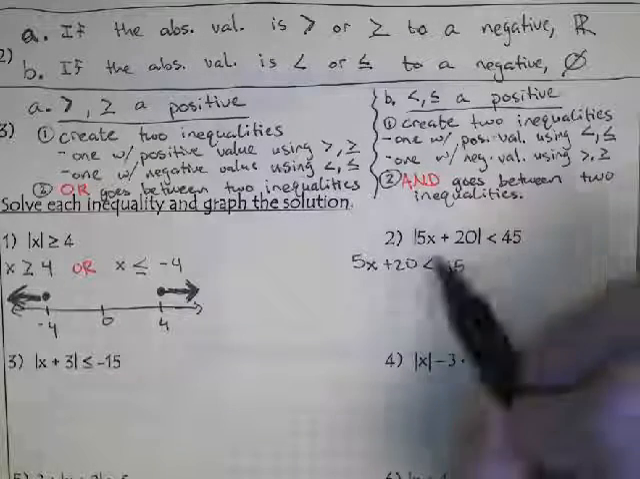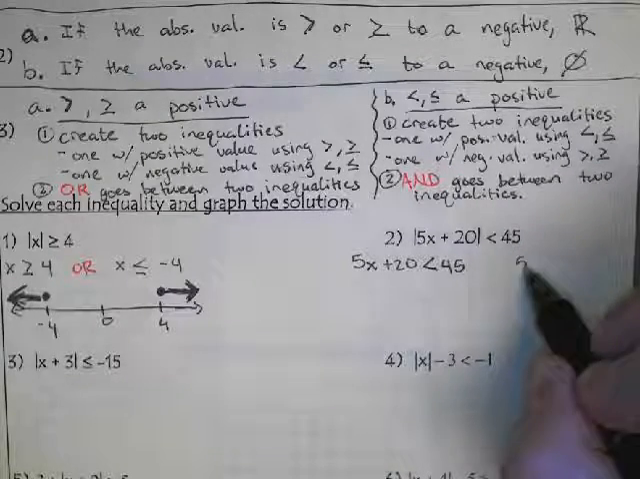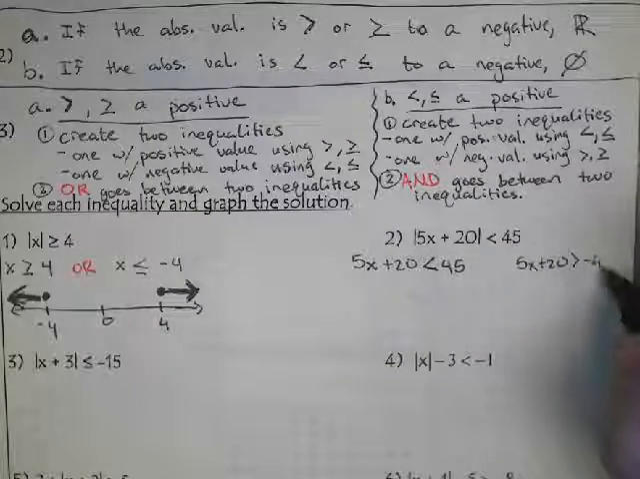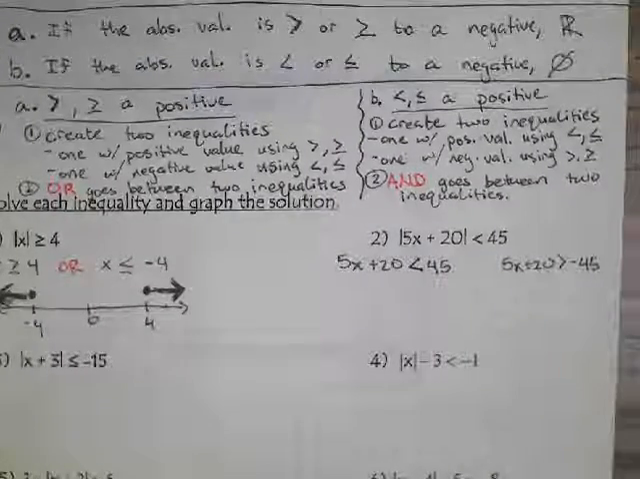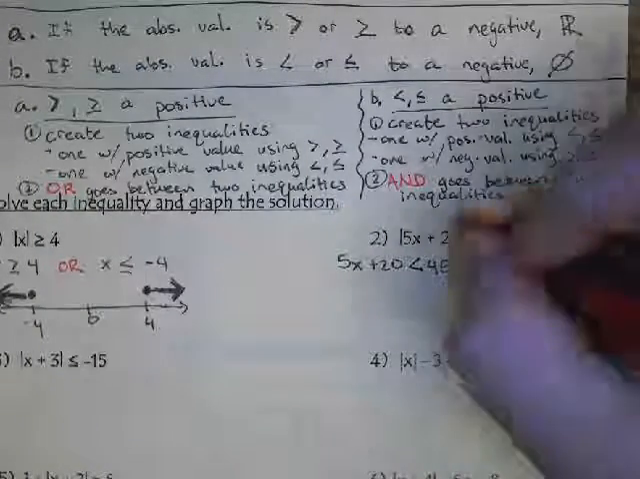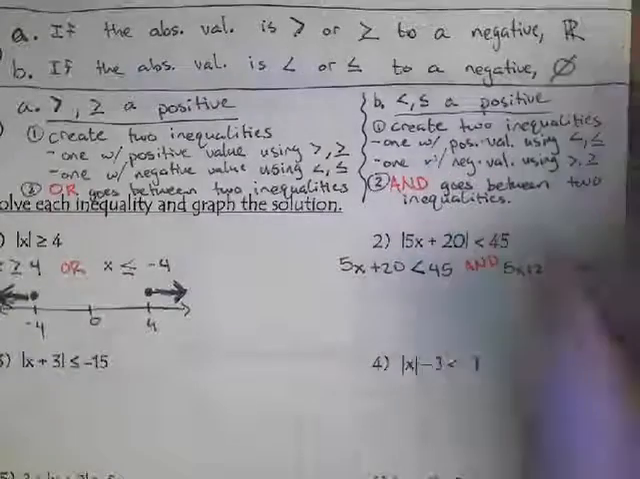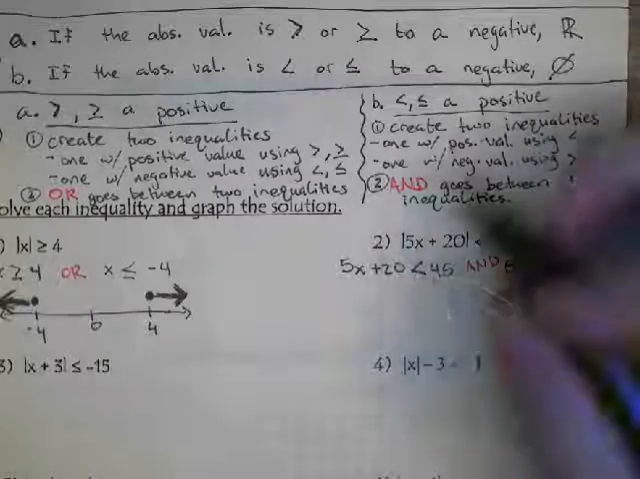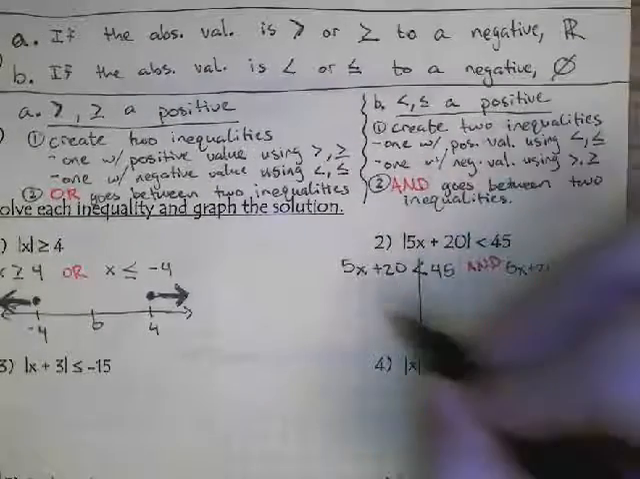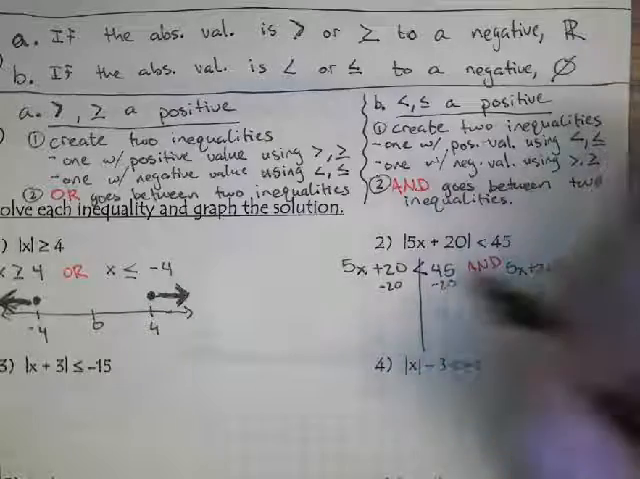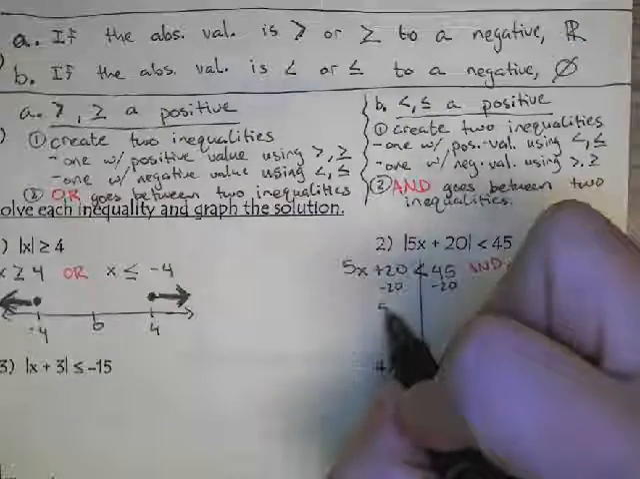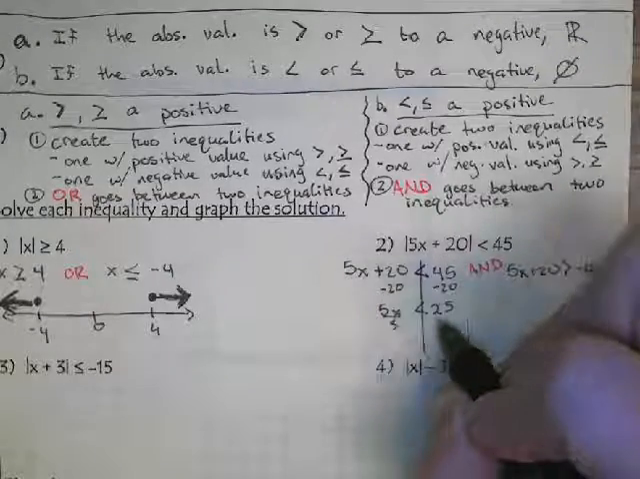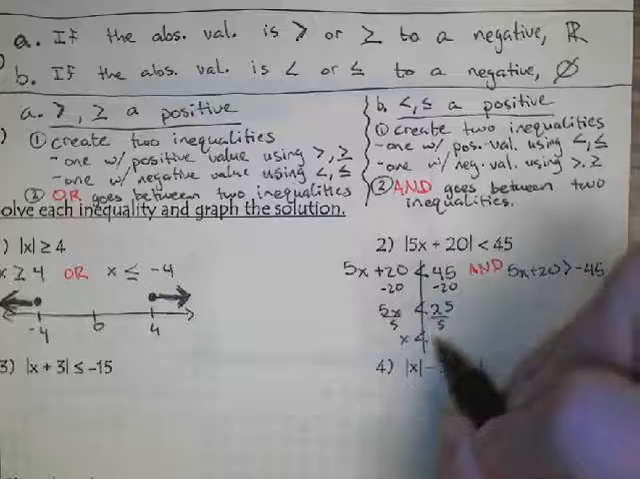And then our other inequality will be 5x plus 20. Then we flip the sign and look at the opposite, so negative 45. And then what word goes in between? And. Now we're just solving the two different inequalities separately. So I'll subtract 20 from both sides. We have 5x is less than 25. Divide by 5, and x is less than 5.